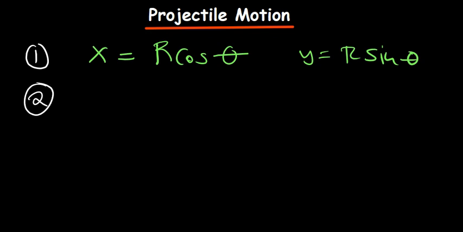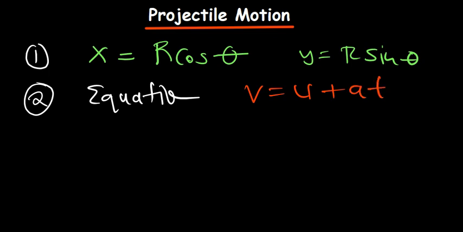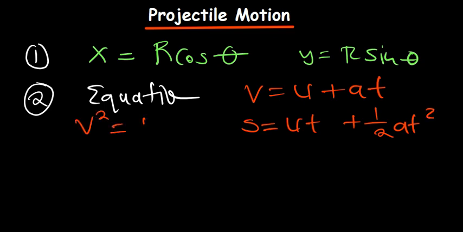The second thing you need to understand is the equations of motion. Most of the things I'm mentioning, I believe you already know them. The three equations of motion: v is equal to u plus at, which I believe you already know. And then the most important one is this one: s is equal to ut plus half at squared. Of course, the third one as well: v squared is equal to u squared plus 2as. I'll try to convert the most important one into the form of projectile motion.